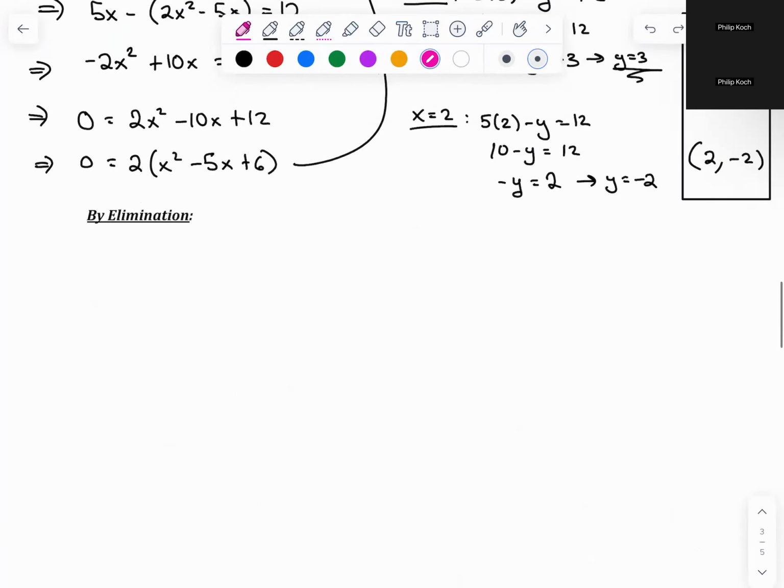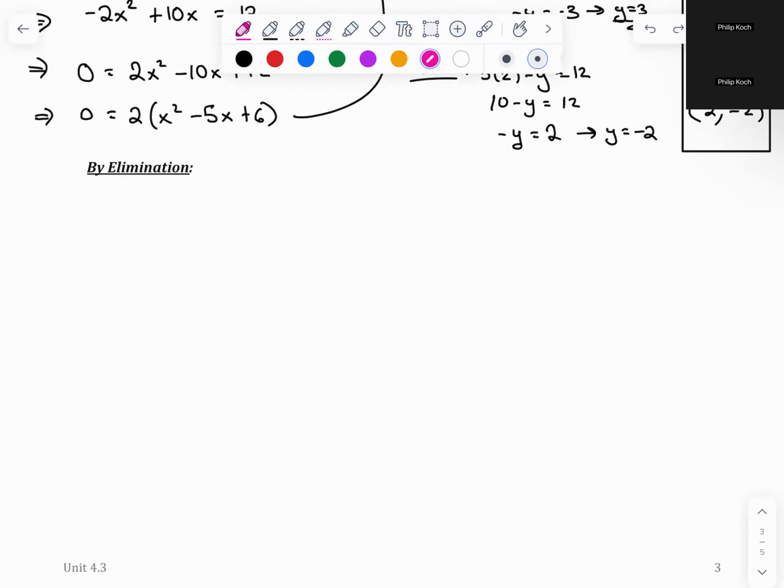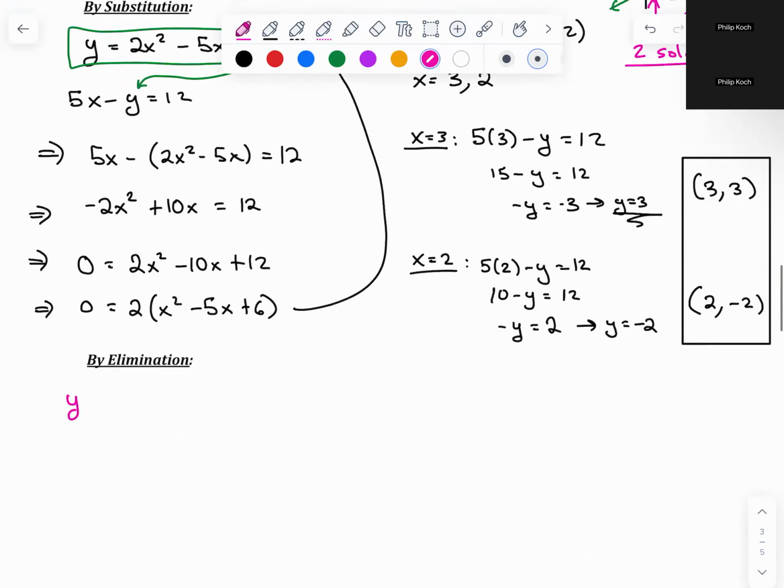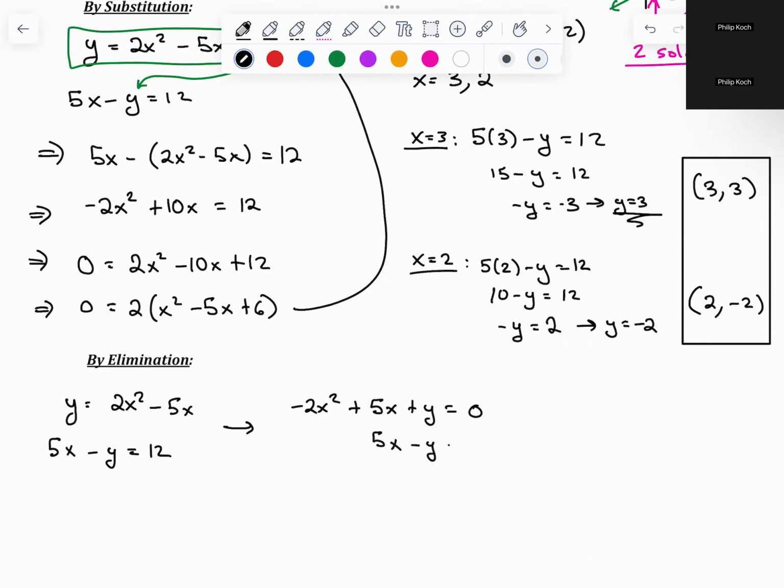If you wanted to do it by elimination instead, let me rewrite the equations. So y equals 2x squared minus 5x, and then 5x minus y is equal to 12. Now, in its current format, it's very hard to try and eliminate a variable. So I'm going to bring all the variables to the left and the numbers on the right. So we've got -2x squared plus 5x plus y is equal to 0. And then 5x minus y is equal to 12.